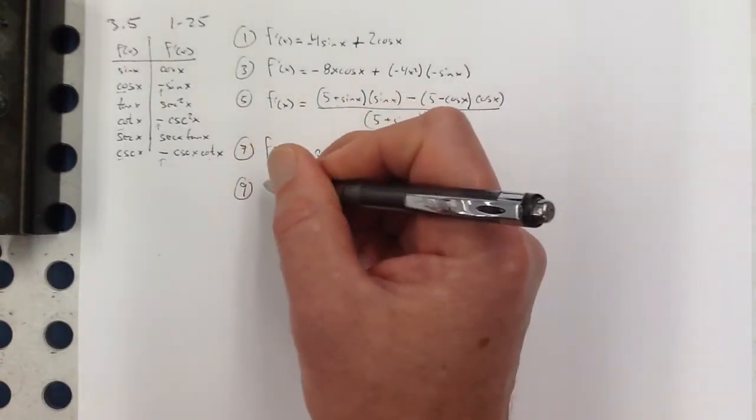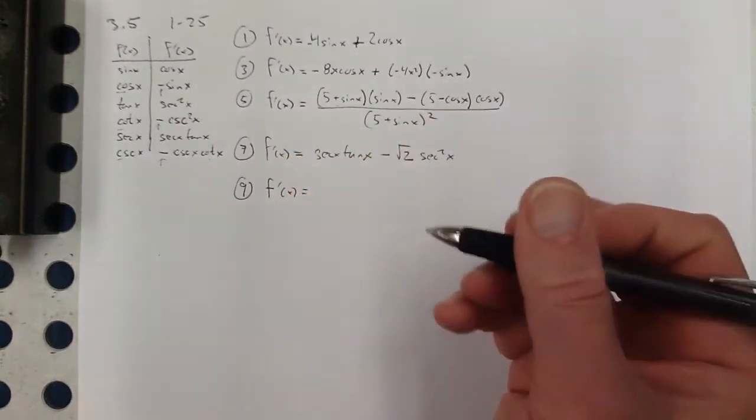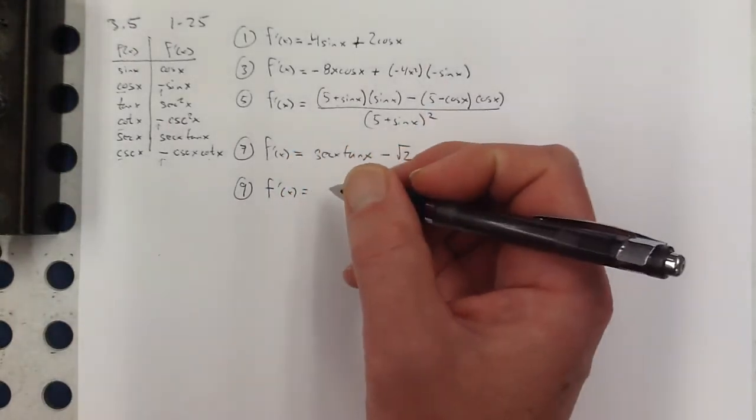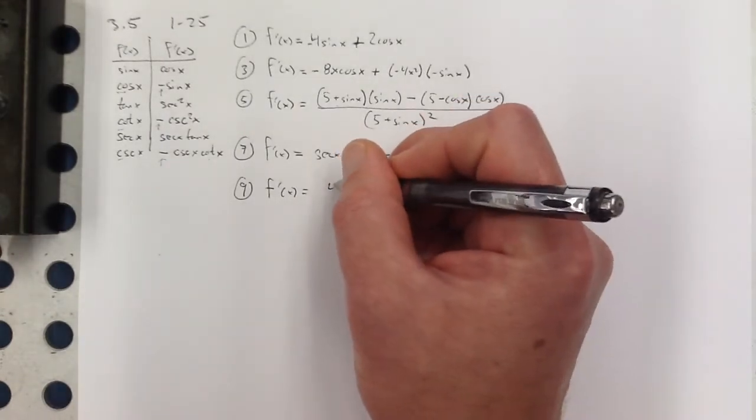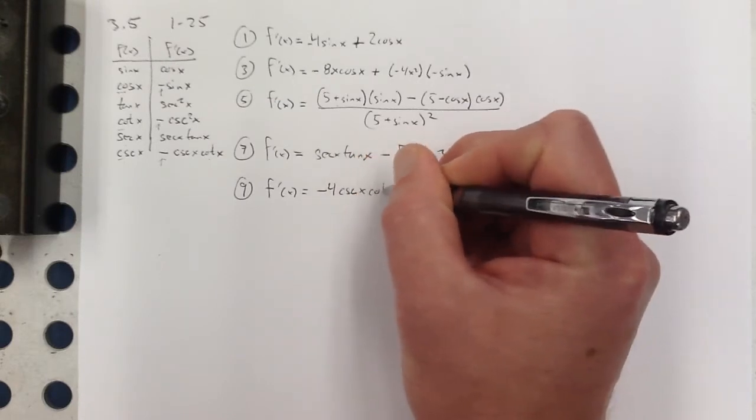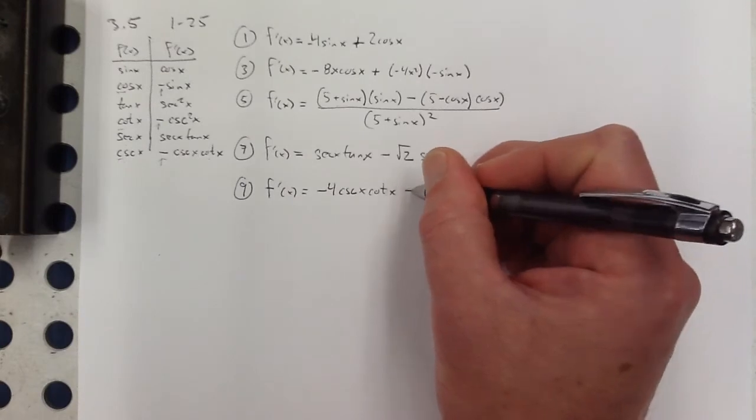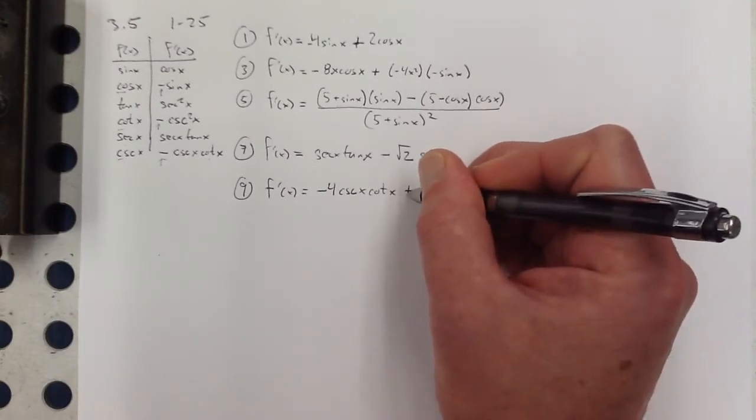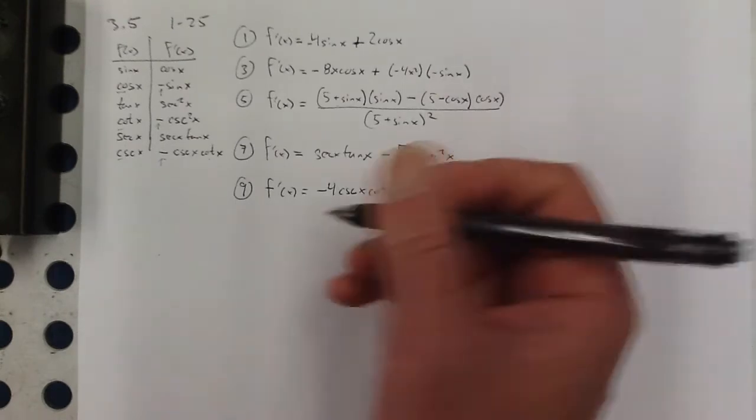Number 9, let's see, 4 cosecant. So 4, the derivative of cosecant is negative cosecant x cotangent x, minus cotangent, the derivative of cotangent is minus, which is going to turn that into a plus, cosecant squared.